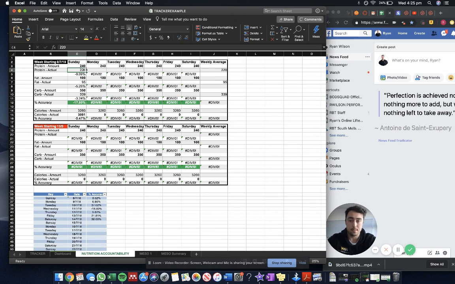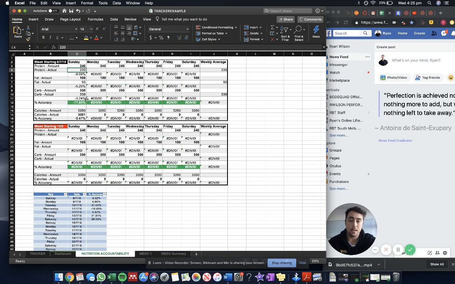And for example, under Sunday, you're going to put in 220. So you ate 220 and you were meant to eat 240 grams of protein. For your fat, you were meant to eat 100 grams. You ate 95. And for your carbs, you were meant to eat 350 grams of carbohydrate and you ate 339 grams.